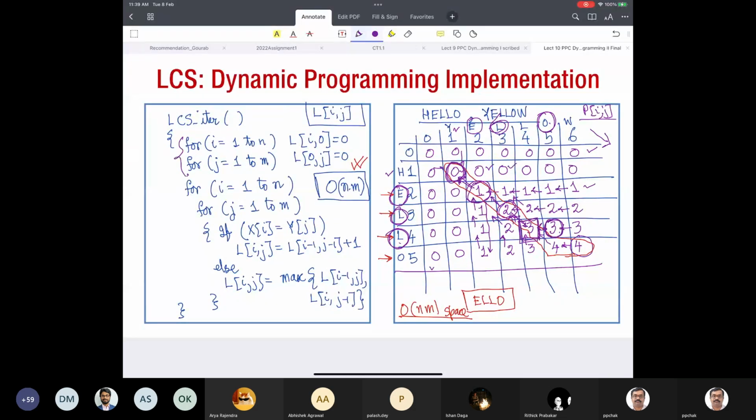I have a double loop for i equal to 1 to n, j equal to 1 to m. I initialize this. Otherwise, I move like I move in Pascal's triangle. I move for every row, for every column, I just need to check if xi is equal to yj. Then I pick up what is Lij minus this. So this is the bottom up algorithm.